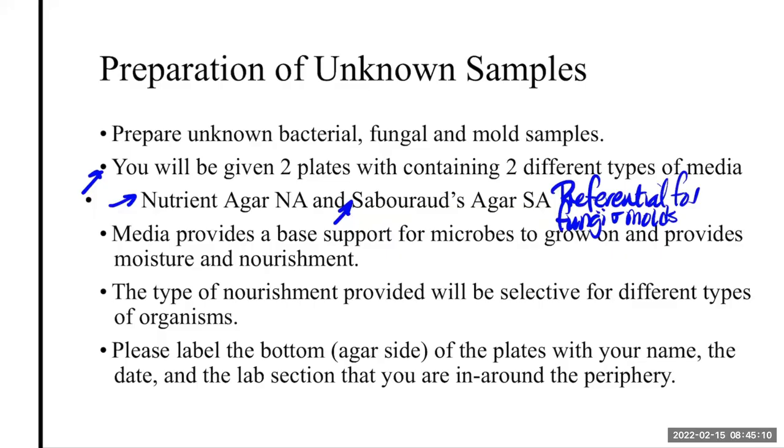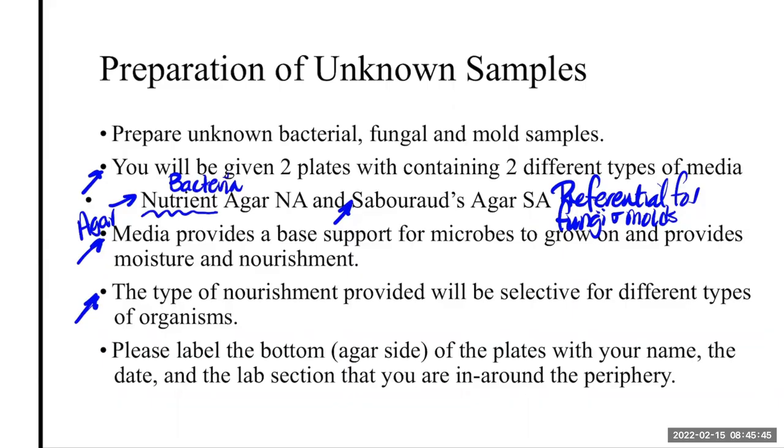different types of bacteria. So as we've discussed in lecture, media, especially this agar media, provides a base support for microbes to grow and provides moisture as well as nourishment. The type of nourishment provided will be selected for different types of organisms. As I said, nutrient agar is much more for bacteria, and Sabouraud's agar is much more for fungi and molds.